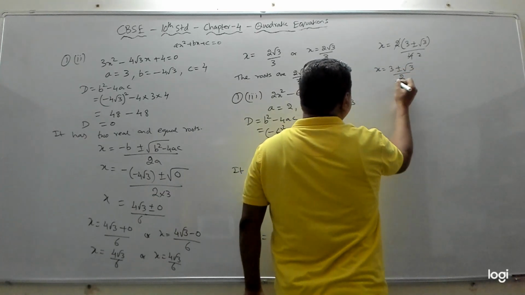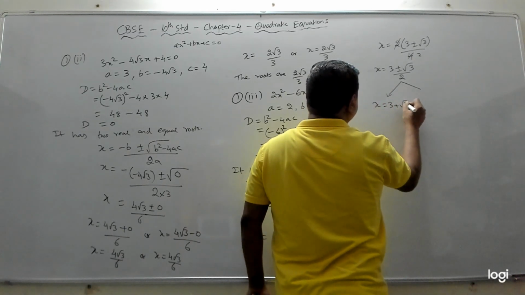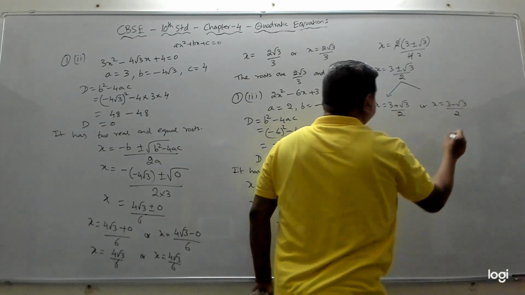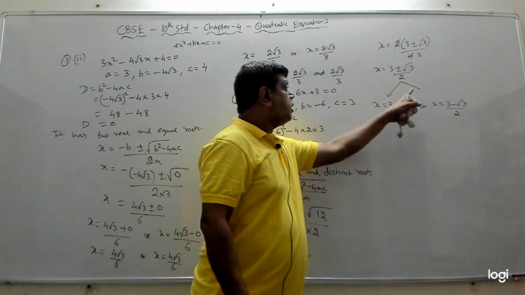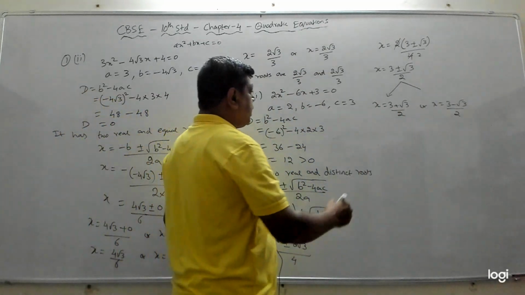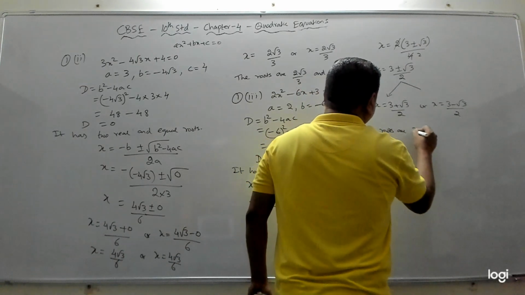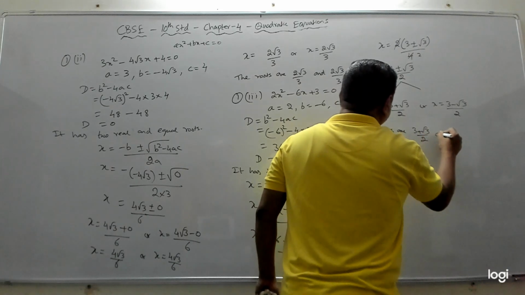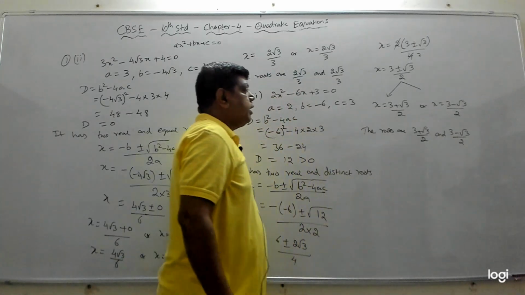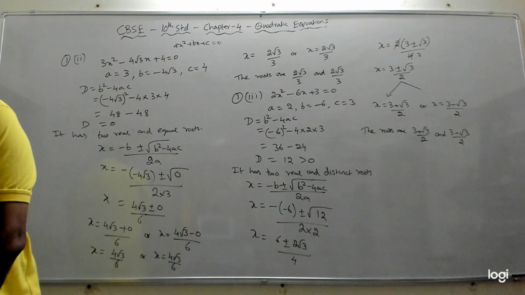So which means it will branch into 2 cases. X is equal to 3 plus root 3 by 2 or x is equal to 3 minus root 3 by 2. Clear? So therefore we will say the roots are 3 plus root 3 by 2 and 3 minus root 3 by 2. Clear? So these are the 2 roots for this particular problem.